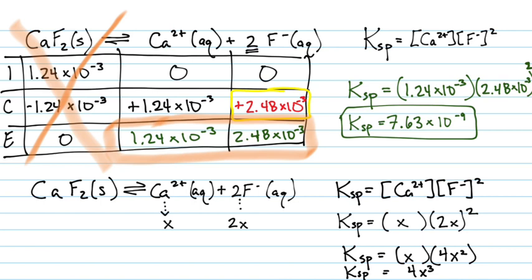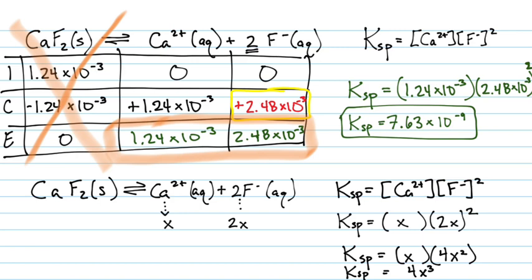4 times X, where X is the molar solubility of that compound, which they told us was 1.24 times 10 to the negative third. And now I'll raise that to the power of 3. On my calculator, 1.24 times 10 to the negative third, then I'll say to the third power, multiply that times 4. If I did everything right, I should get the same answer as before, 7.63 times 10 to the negative 9. So both ways work.